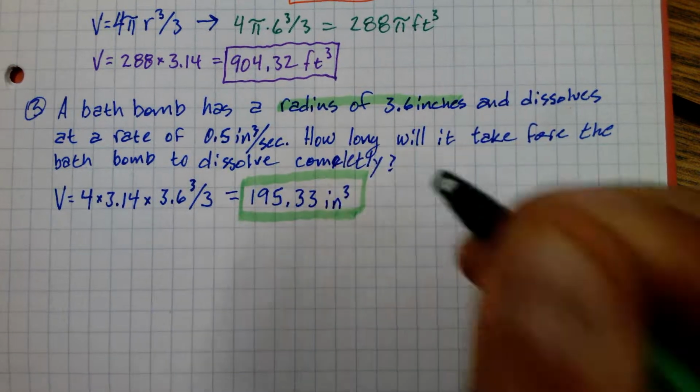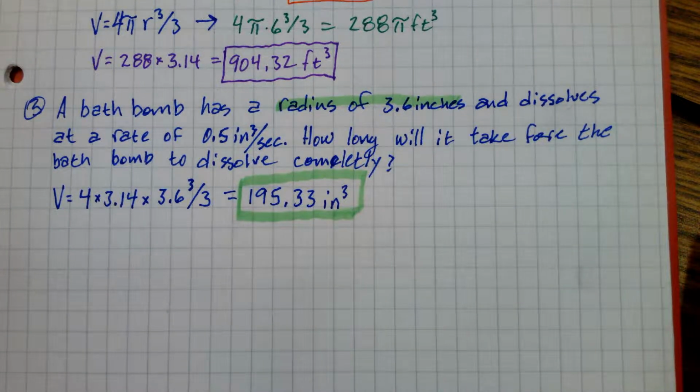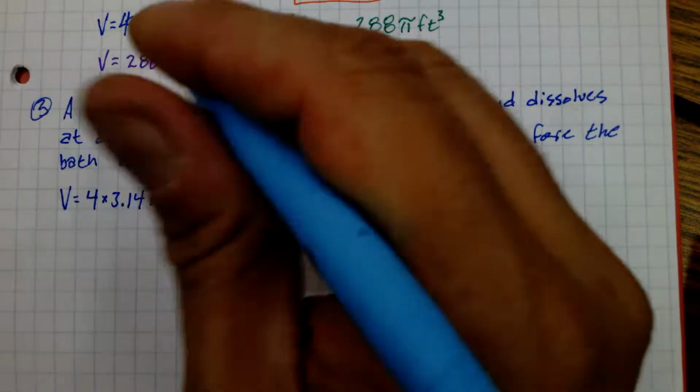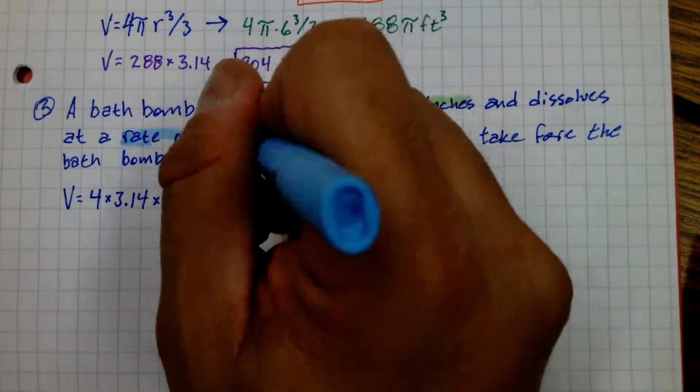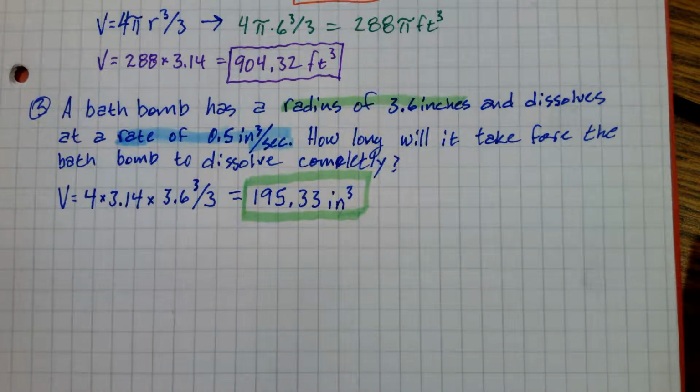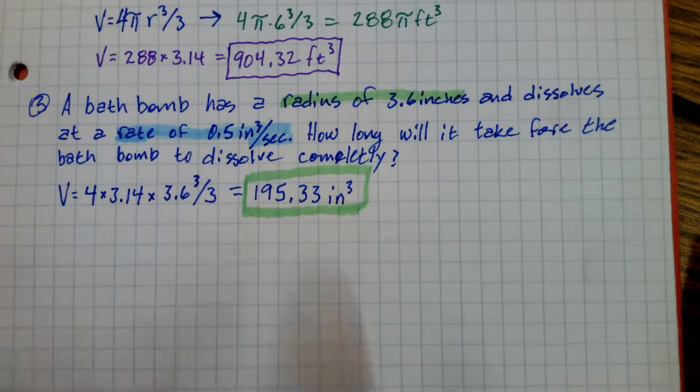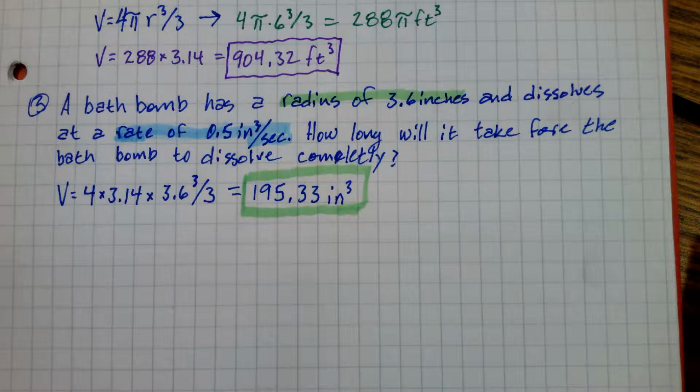It will help us. How do we figure out how long it's going to take, though? They're also giving us a rate, 1/2 cubic inch per second. So how can we work with that? Every second, it goes down 1/2 cubic inch. So what can we do mathematically to use our volume to figure that out? What do you think? This would give us how many seconds, but how do we calculate that?